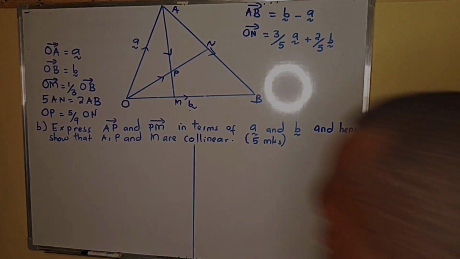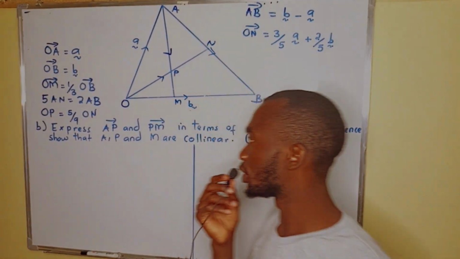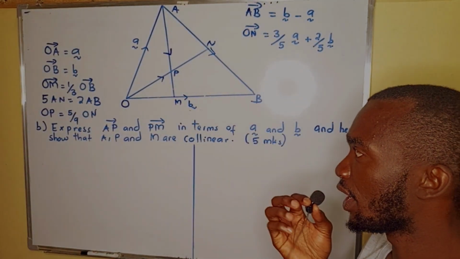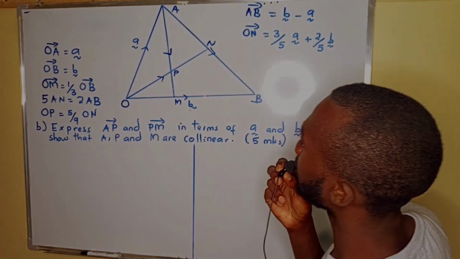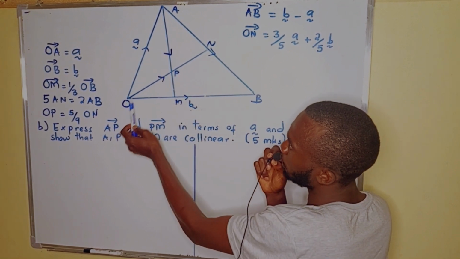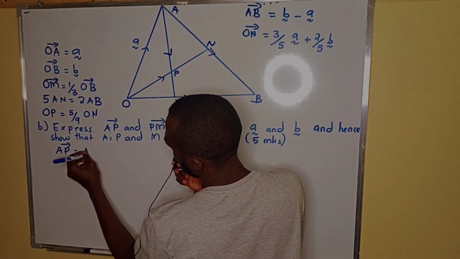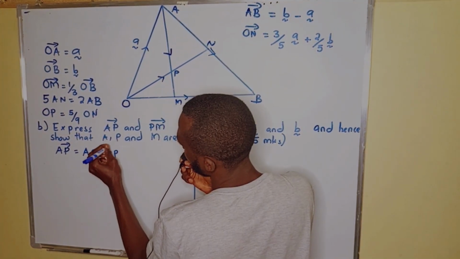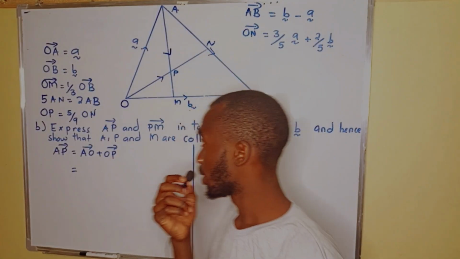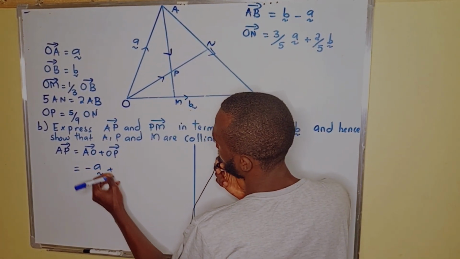So now part B, express AP and PM in terms of A and B and show that A, P and M are collinear. So I want to start the first part to express AP in terms of A and B. Now for us to move from point A to P, we can take the path AO plus OP. So AP is equal to AO plus OP. So AO, our AO here was negative A. So this is minus A plus OP.